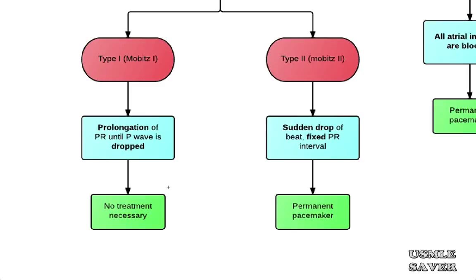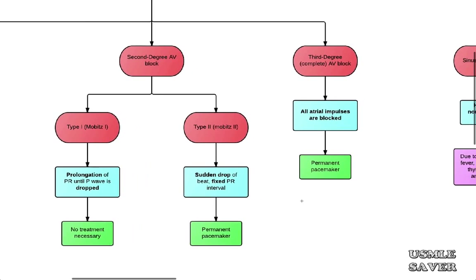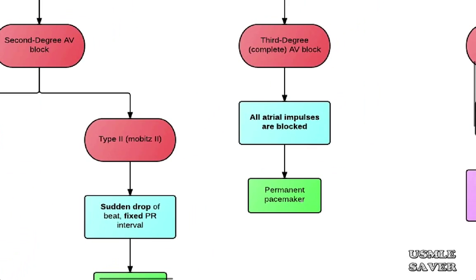So one more time, for Mobitz 1 block, PR prolongs until P wave is dropped. And in Mobitz 2, heartbeat suddenly drops without PR prolongation. Now management for Mobitz 1, you don't do anything. For Mobitz 2, you proceed with the pacemaker. Now let's move on to third degree block, which is also complete heart block. On an EKG, you can see that all atrial impulses are blocked, and treatment is pacemaker.